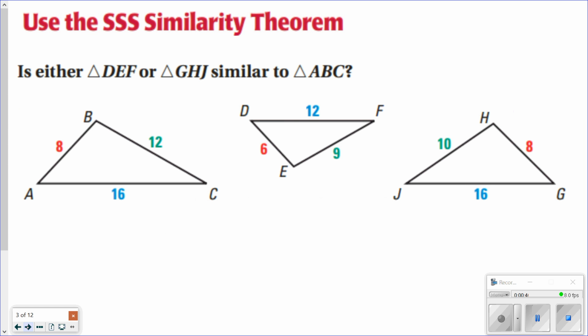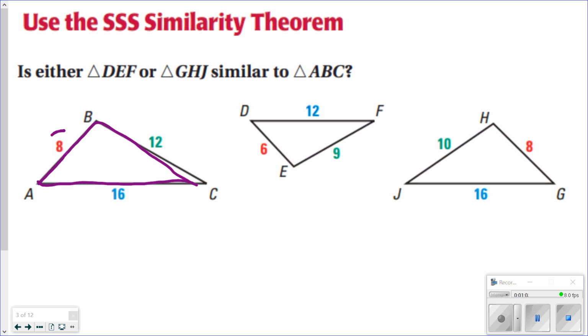So let's try this all together. Use the side, side, side similarity theorem. Is either triangle DEF or triangle GHJ similar to triangle ABC? So here's ABC. And what's nice is that we already know which sides correspond because of the color.